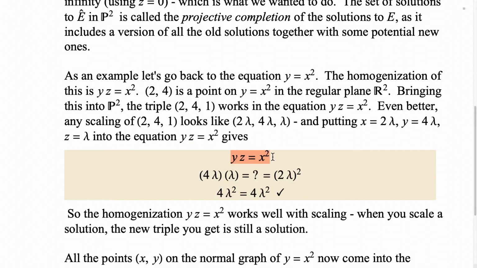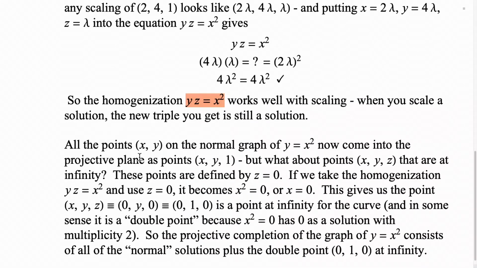You'll start with yz is x squared. Well, 4 lambda times lambda, that's y times z, is that really the same as 2 lambda all squared? Well, that's 4 lambda squared on the left, 4 lambda squared on the right. Congratulations, the ordered triple (2 lambda, 4 lambda, lambda) does work in the projective equation yz is x squared. And that means that this homogenization, yz equals x squared, works well with scaling, in the sense that when you scale a solution, the new triple you get is guaranteed to be a solution.